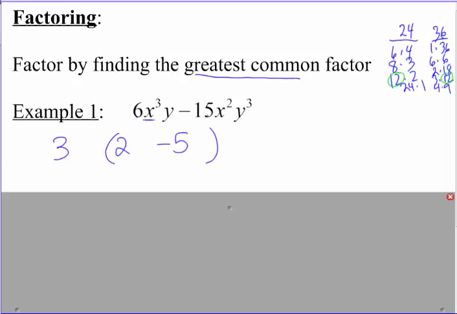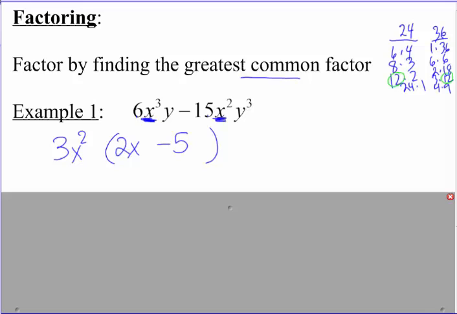Now we look at the variables. Let's look at the x's. How many x's do we have in this first one? 3. How many x's do we have in the second one? 2. How much do they have in common? There's 3 here. There's 2 there. So they both have at least 2 x's. So they have 2 x's in common. So on the outside, you're going to write x squared. If I take out an x squared here, what do I have left? 1x. If I take out the x squared here, what do I have left? Okay, I took out all the x squareds.